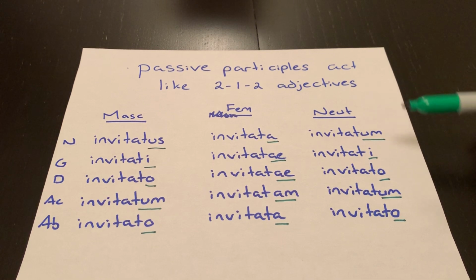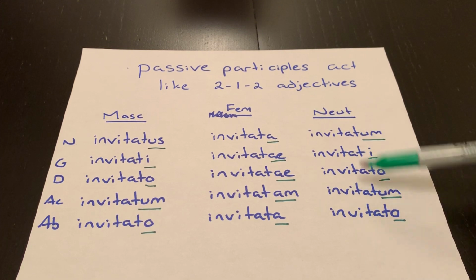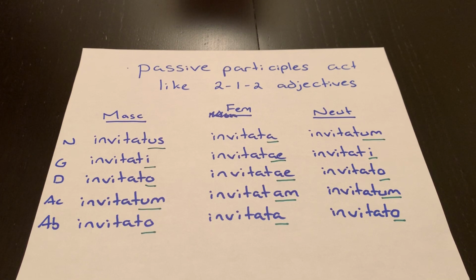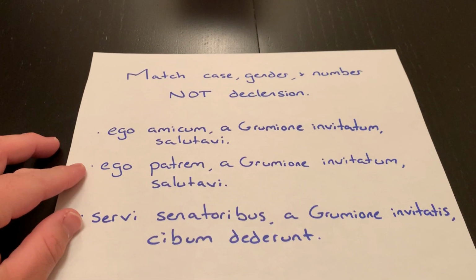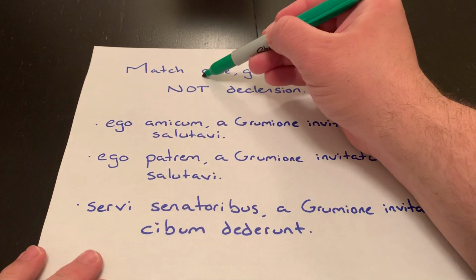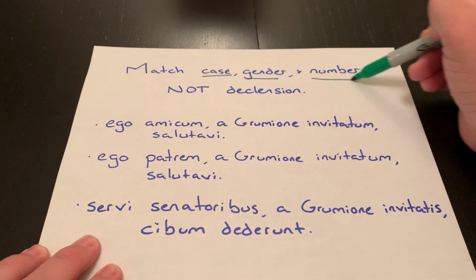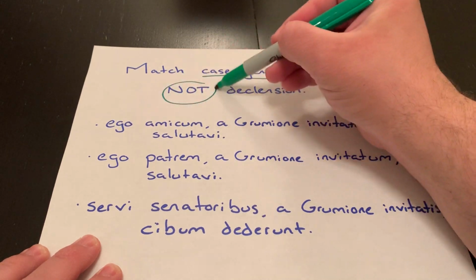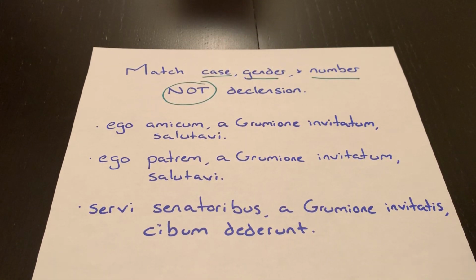So these are all the different forms of a passive participle you could have, so that they can modify any gender in any case, whether it's singular or plural. I've only listed the singular here, but there are also plural forms. So remember that these are like adjectives, which we've seen before, where they match the case, gender, and number, but not the declension. So let's see some examples.